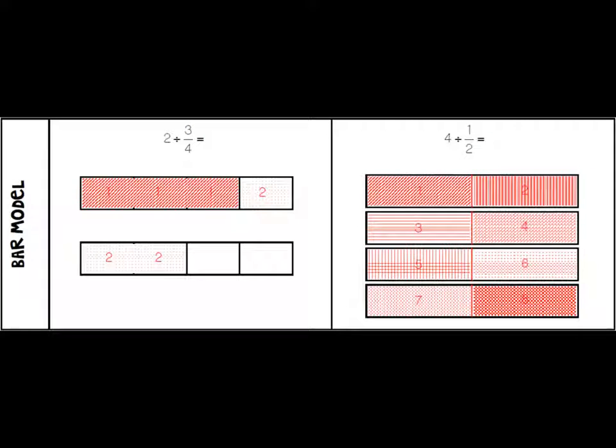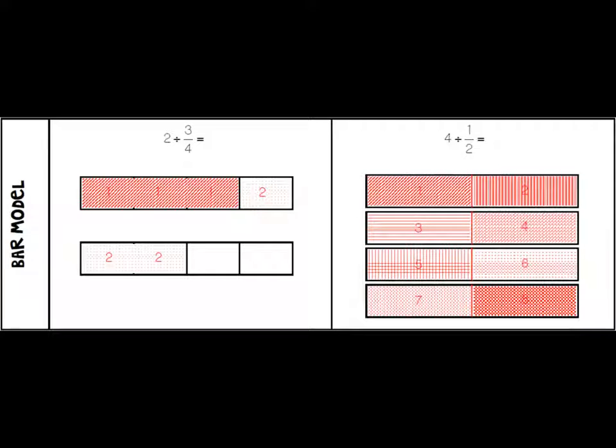So we're going to talk about the bar model to divide whole numbers by fractions. Our first problem is 2 divided by 3/4. So here we have 2, 1 and 2, and it's split up into 4 sections each. So each section is worth a fourth: 1/4, 1/4, 1/4, 1/4. And the same here, all equal 1/4.